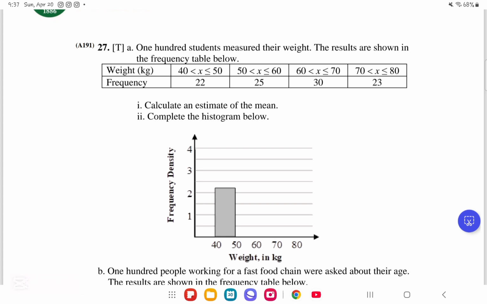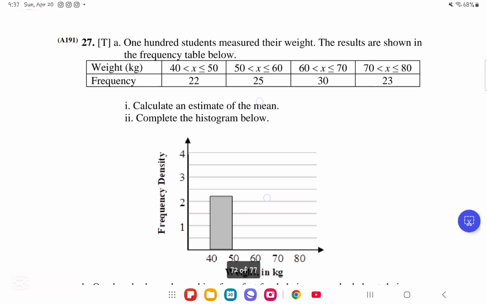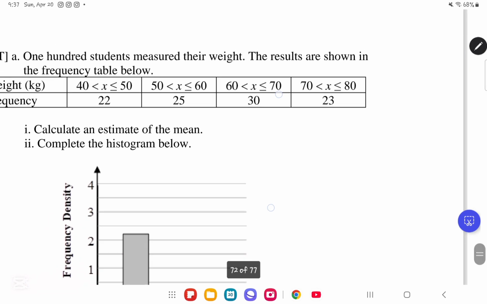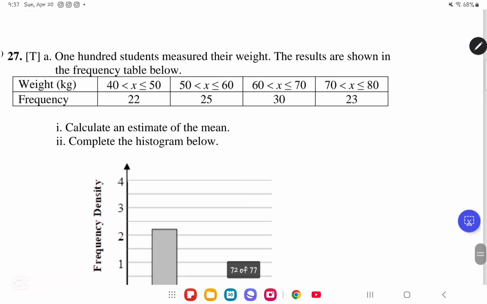Okay. 100 students measured their weight. The results are shown in the frequency table below. Calculate an estimate of the mean. How do you find the estimate of the mean? Very simply, it's going to be what? You're going to find the mid-interval, first of all. So this is going to be what?